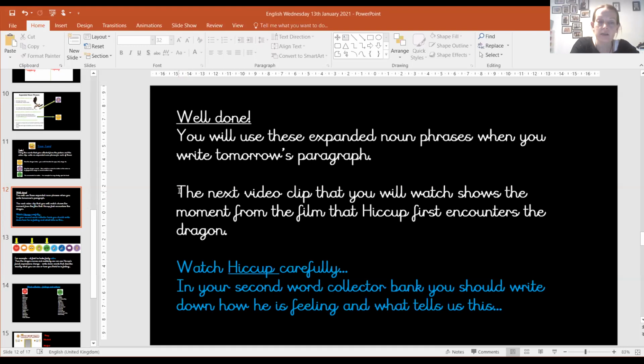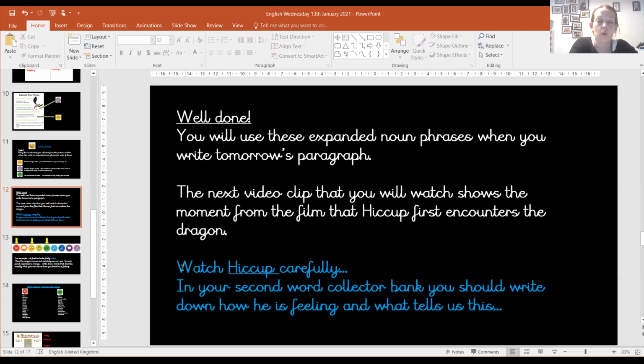So you're now going to watch another video clip, and this is before the one you just watched, but it doesn't matter because the film is slightly different to the book, and we are writing our plot points based on which order they happen in the book. So the next video clip that you'll watch shows the moment from the film that Hiccup first encounters the dragon. So when he first sees the dragon that was eating the fish.